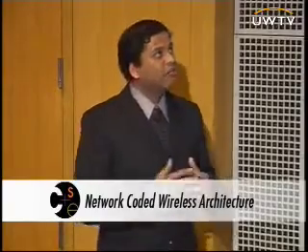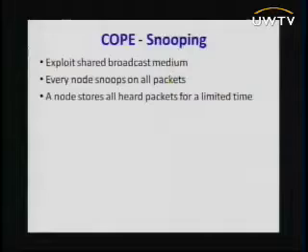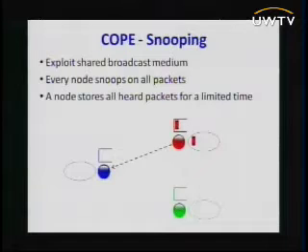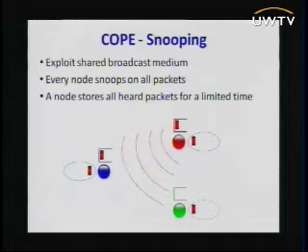So the first component of COPE is snooping. So remember, we want to exploit the broadcast nature of wireless. So to do that, we make every node snoop on all the packets transmitted on the medium. And when a node overhears a packet, he stores it for a short amount of time. So here, the red node is transmitting a packet to the blue node. When he broadcasts it, the green node overhears this packet and stores it in his oval storage area for a short amount of time.